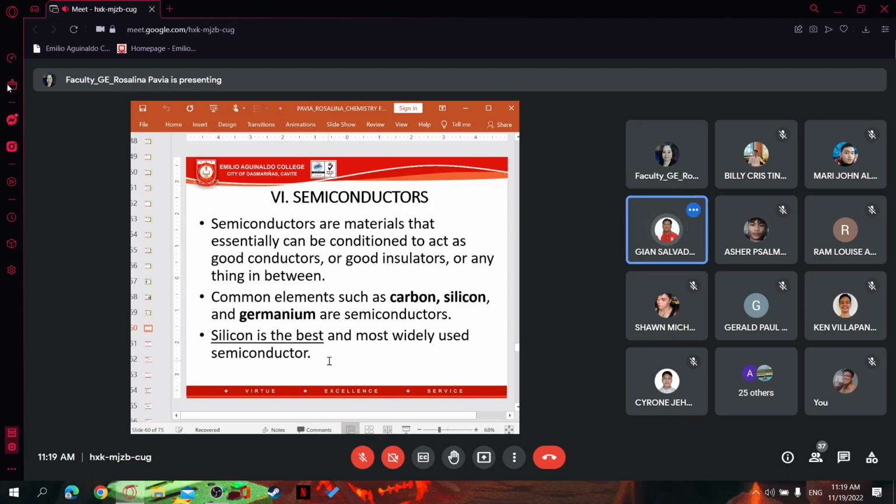May ano sila, ma'am. May anong 4 valence electrons, ma'am. Okay, they have 4 valence electrons. They have 4 valence electrons. So ano yung, bakit very essential yung 4 valence electrons sa mga semiconductors?